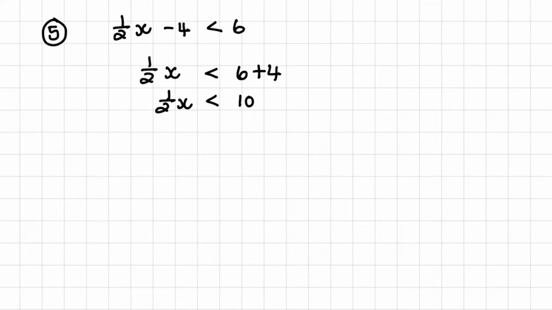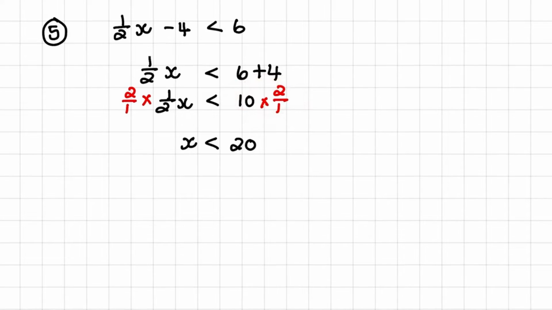And now to remove the fraction, I multiply the left and the right side with the reciprocal of the fraction. So 2 times a half is equal to 1. So on the right hand side I have x, and 10 times 2 over 1 is equal to 20. So x would be smaller than 20.